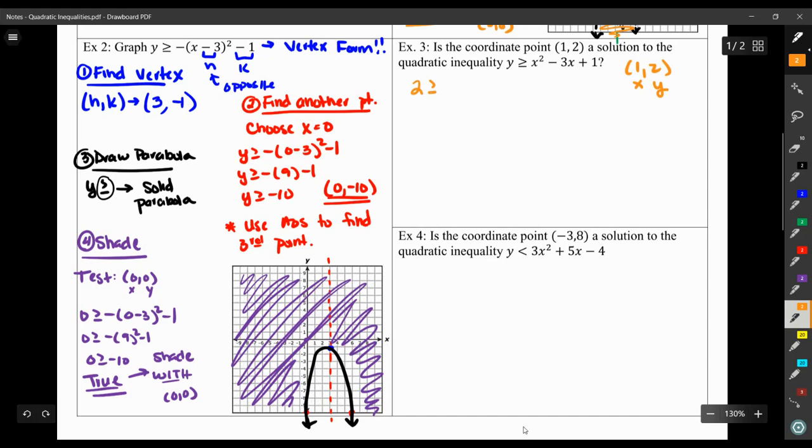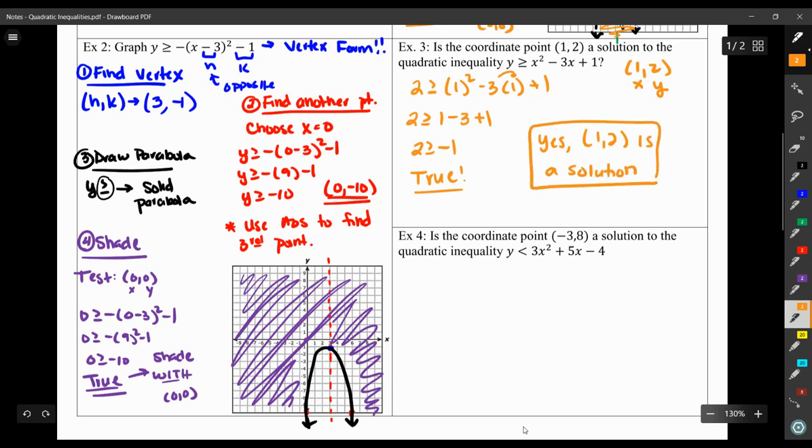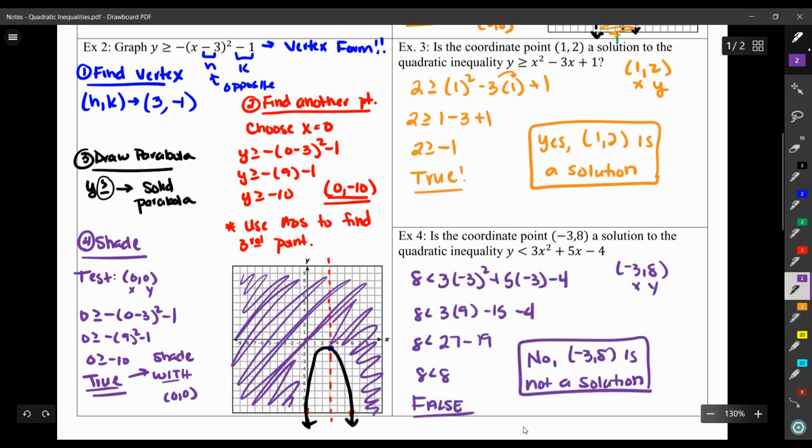So 2 greater than or equal to 1 squared minus 3 times 1 plus 1. And we're going to simplify to see if this is true or false. 1 squared is 1. -3 times 1 makes -3, plus 1. Well, 1 minus 3 plus 1 makes a -1, and 2 is in fact greater than -1. So that means that yes, the coordinate 1, 2 is a solution to this inequality. If you get something that is false, it is not a solution. Pause the video, try example number 4. And here's what you should have had for example number 4.